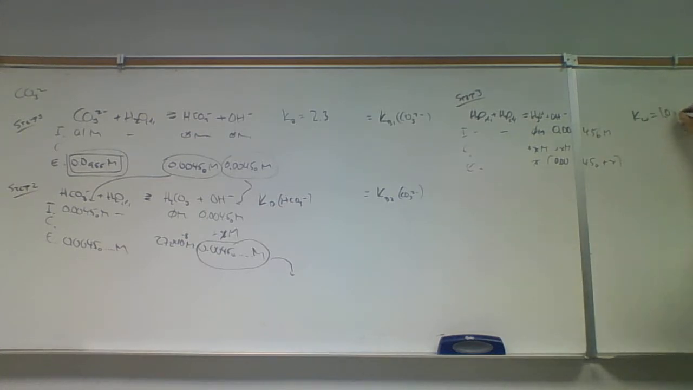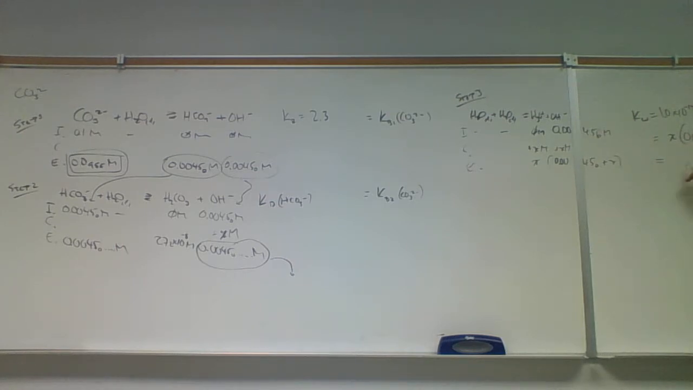This is 1.0 times 10 to the minus 14, which is hydronium times hydroxide, which is going to equal X times 0.00450 plus X. Here, even though the quadratic's easy, I'm going to try the simplifying assumption because when I look at the K value, it's 10 to the minus 14, which is very small. And so we expect very little product anyway.